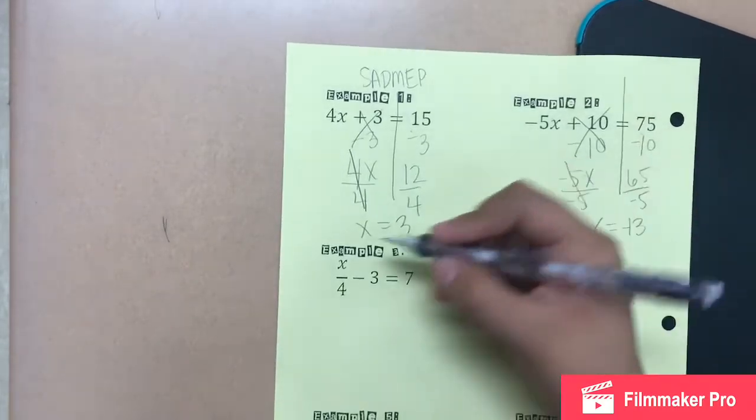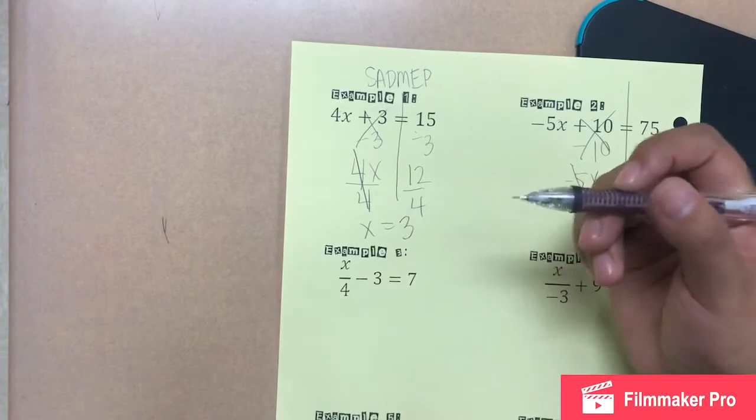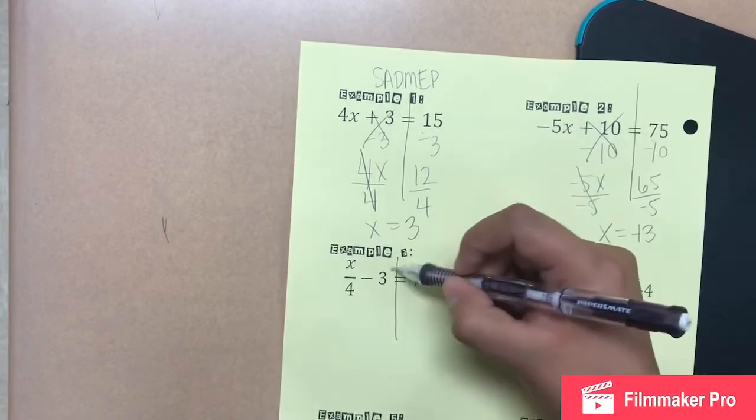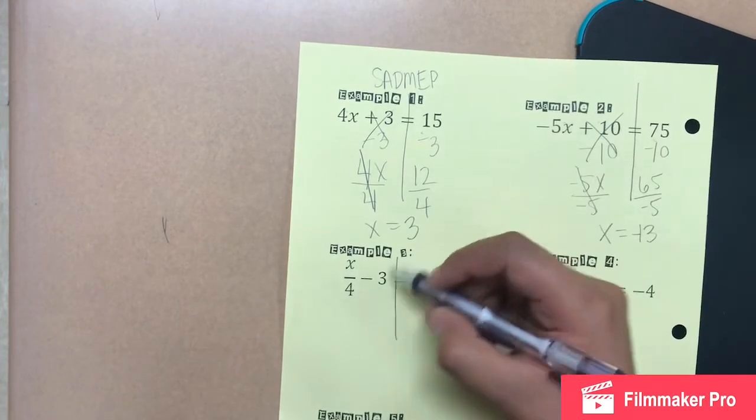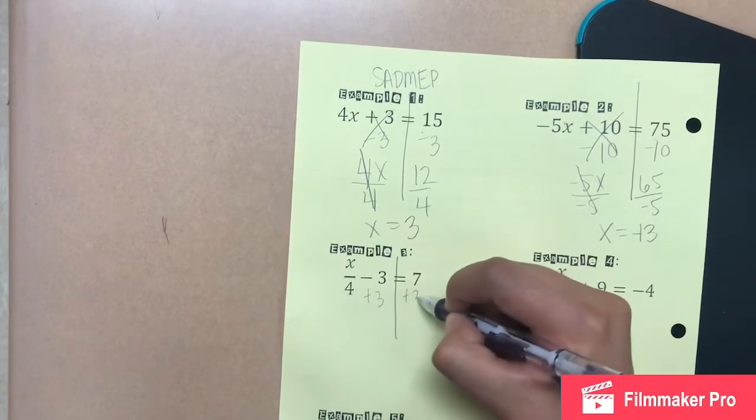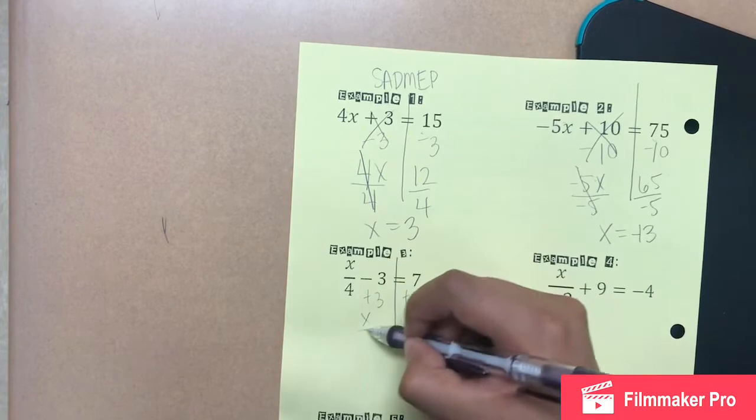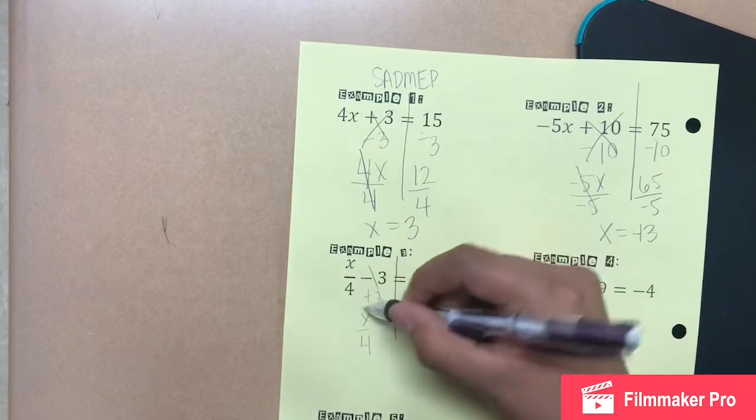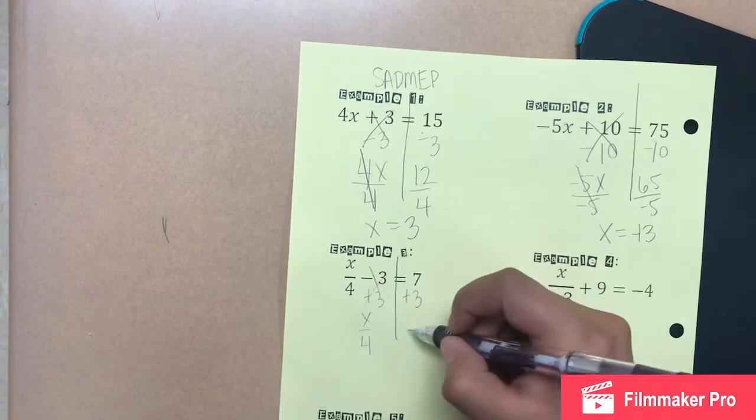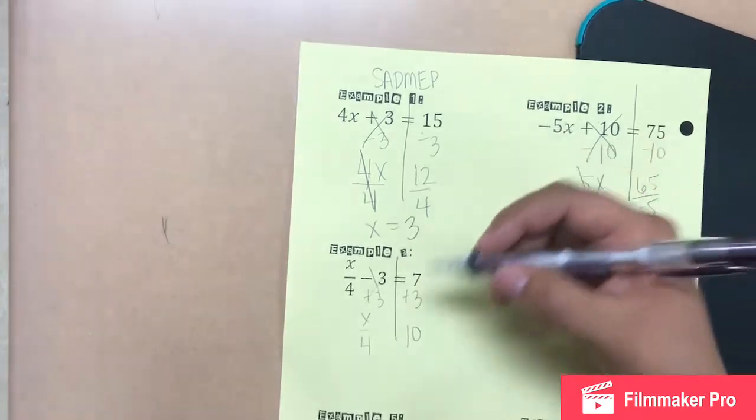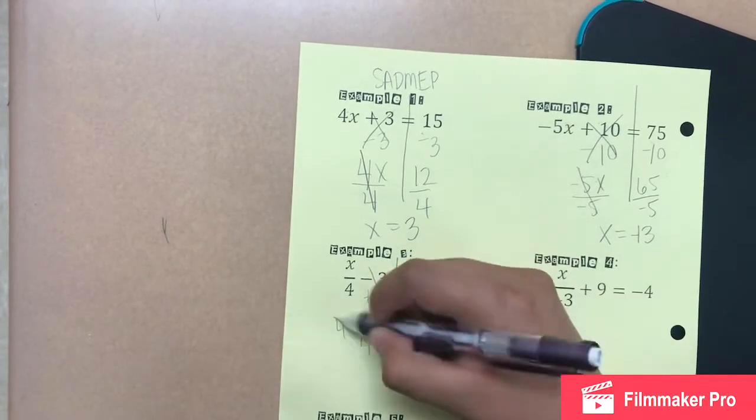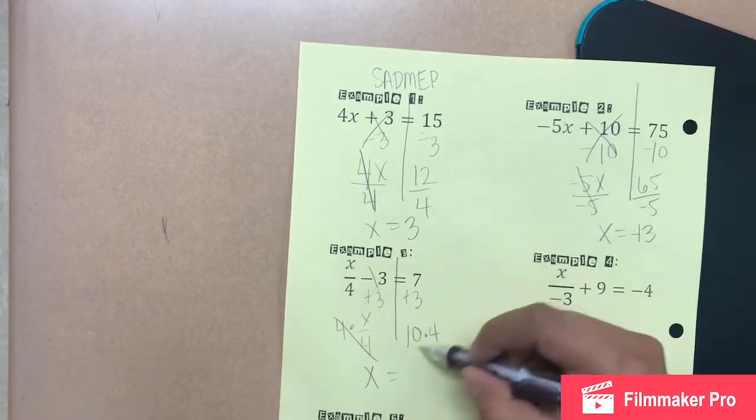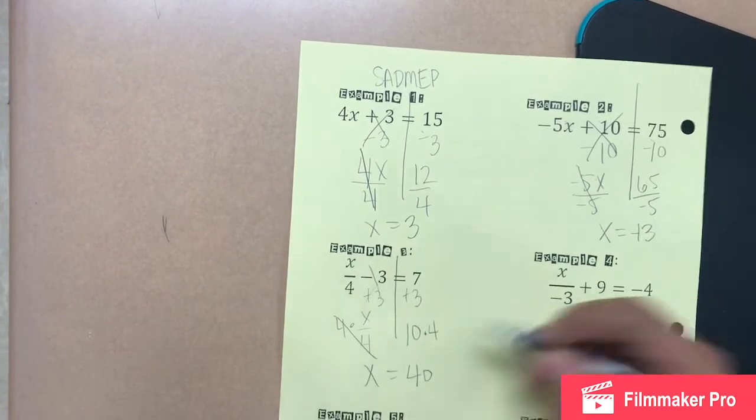Example 3, I see division, I see subtraction. SADMAP tells me I take care of subtraction first. So the inverse of subtracting 3 is to add 3. X over 4, because these 3's cancel, and 7 plus 3 is 10. The inverse of dividing by 4 is to multiply both sides by 4. Those 4's cancel, so I have x equals 10 times 4 is 40.